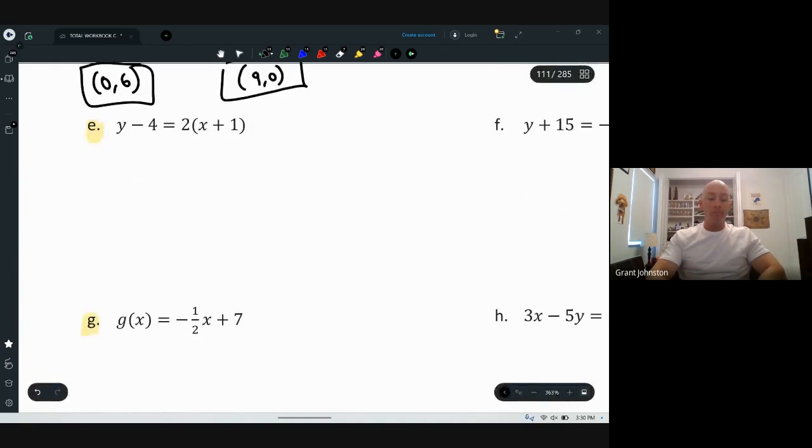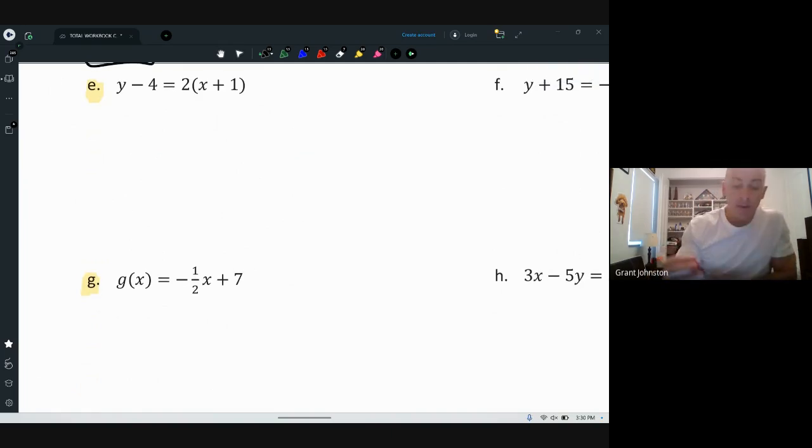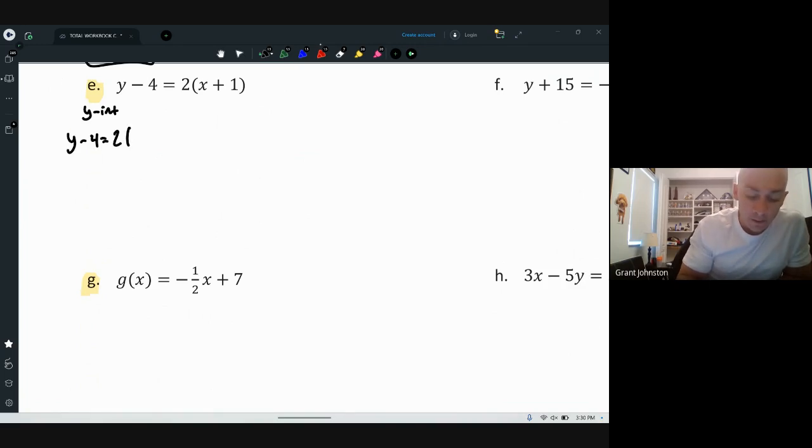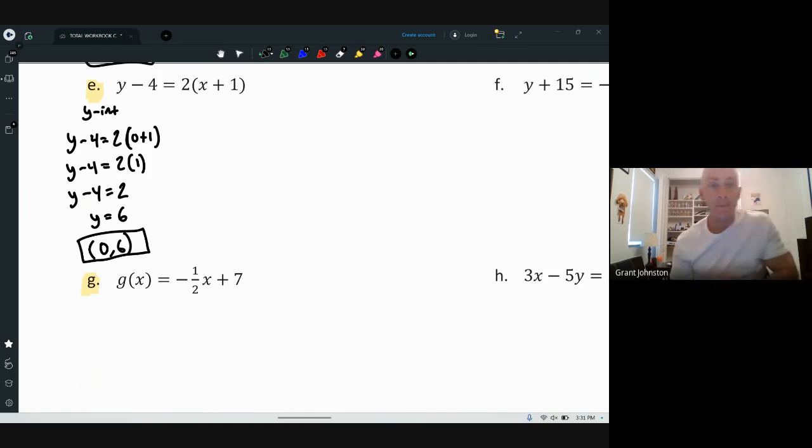E, let's do the same thing. Let's get the y-intercept first, I guess. So for the y-intercept, I'm going to substitute 0 in for x. 0 plus 1 is 1, so this is just 2 times 1. 2 times 1 is 2. Add 4 to both sides, that would be 6. So (0, 6) is the y-intercept.